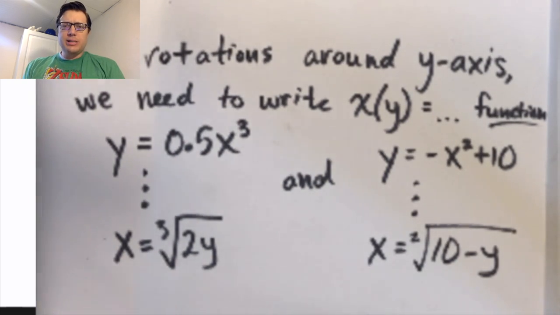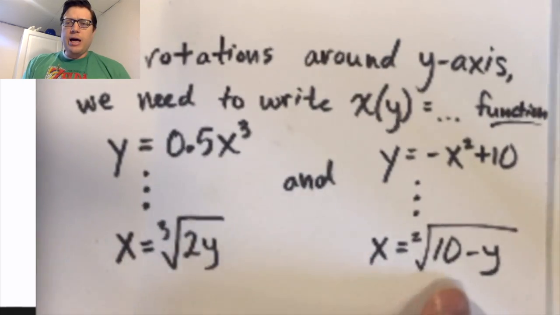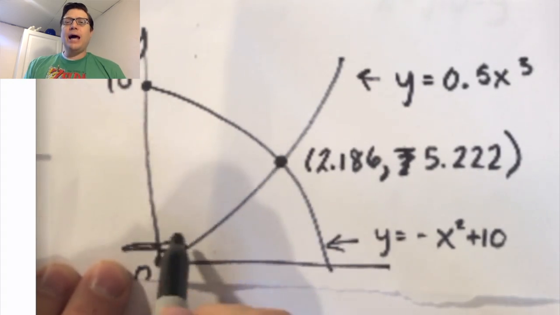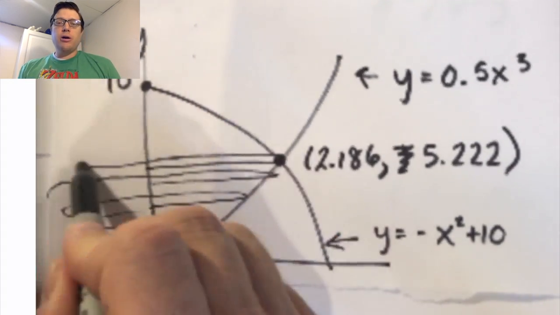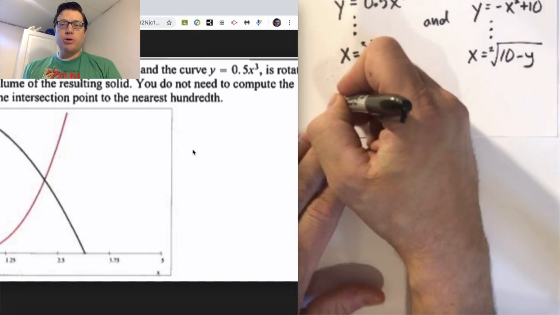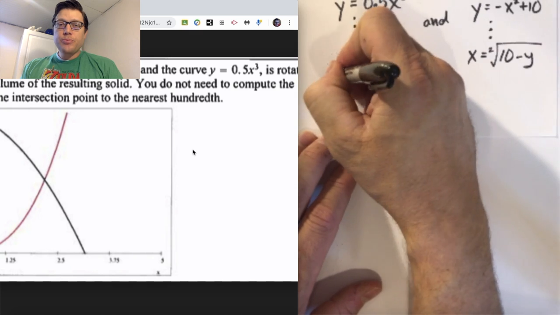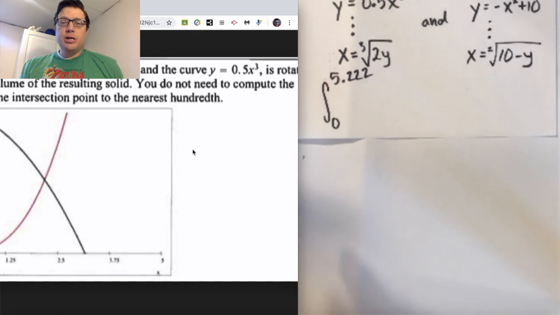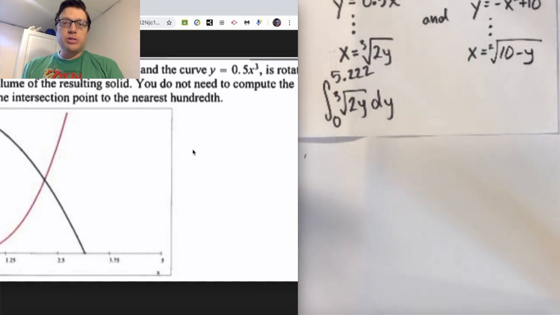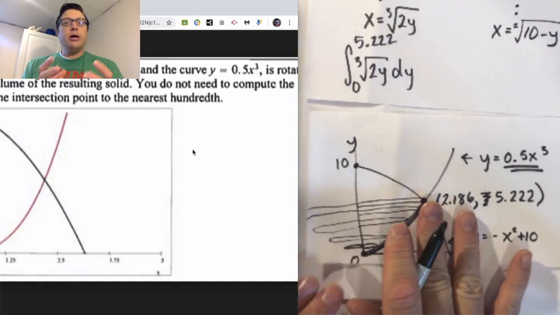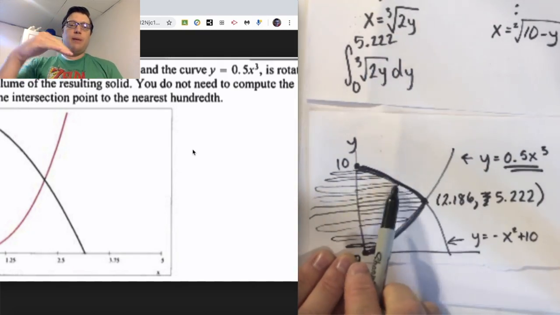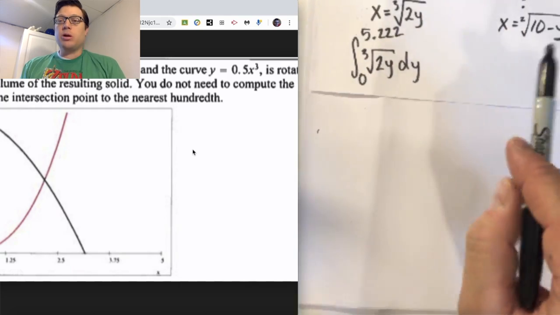Going back to take a look at the graph, the equations are split in how they approach their connection. So first of all, if you imagine the curve y equals 0.5x to the third power, it's the dominant curve rotating around the y-axis. So we first need to find the bottom half of this cone, and then we're going to use the other function to find the top half of the cone. The volume is what I'm referring to.